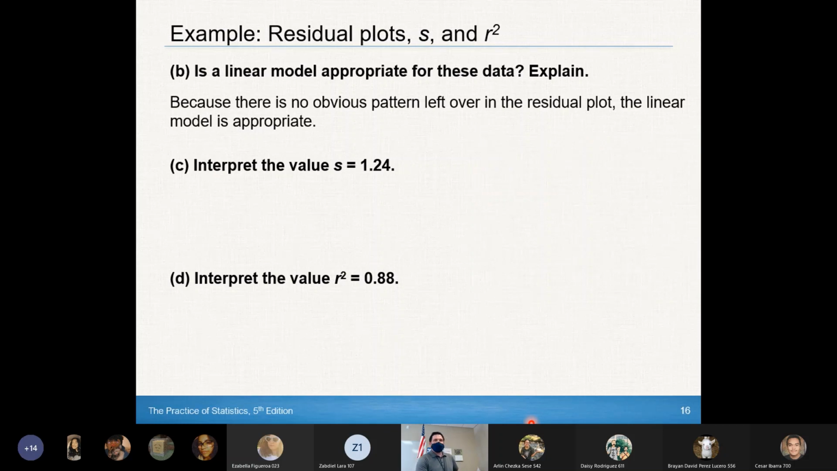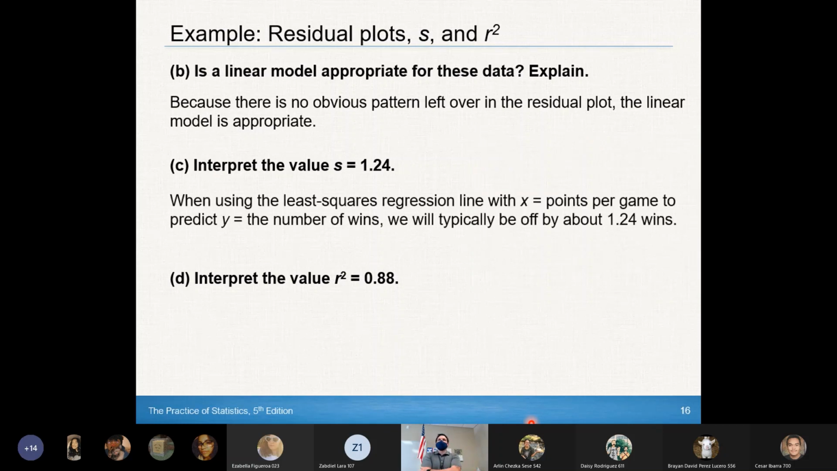We're going to interpret the value s equaling 1.24. When using the least squares regression line with x equaling points per game to predict y, the number of wins, we will typically be off by about 1.24 wins.